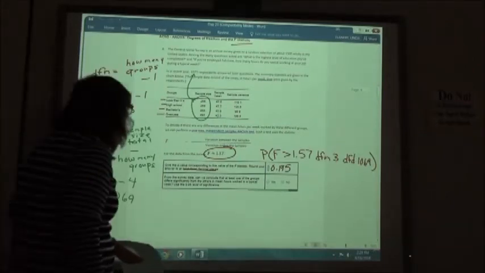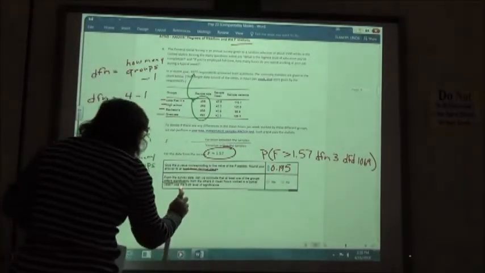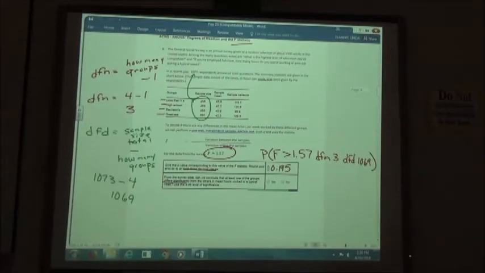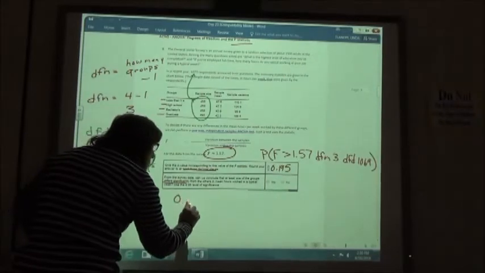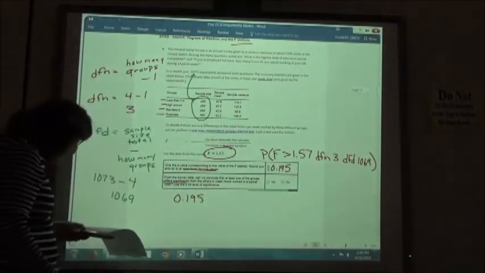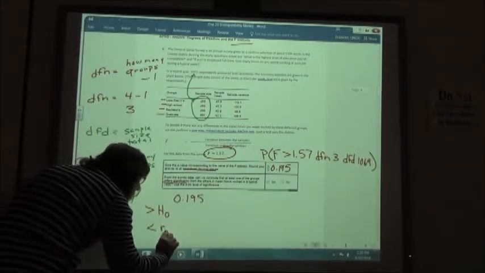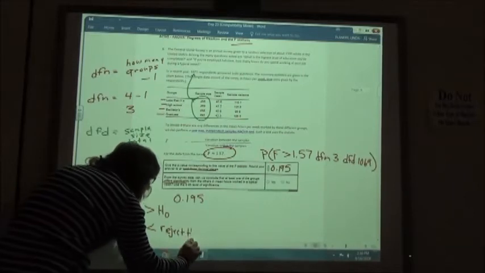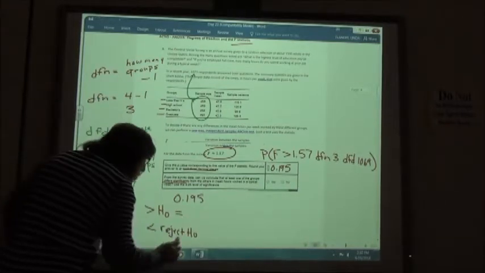It says, from the survey data, can we conclude that at least one of the groups differs significantly from the others in mean hours worked in a typical week? Use the 0.5 level of significance. So, again, when we're comparing our p-value, 0.195, if we get a greater, we're going to accept the null. If it's less, we reject the null. In this case, I'm going to do the null is that they equal.